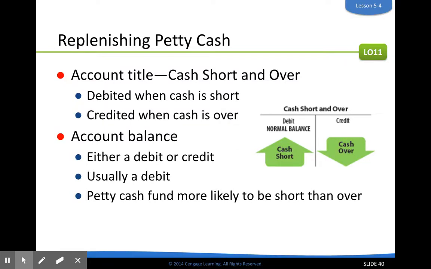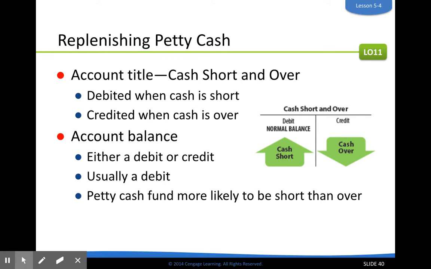So we have a new account, cash short and over. It's a new account. We debit it when cash is short, just like we would debit any expense. We are $1 short. That's $1 that was lost, $1 that was an expense to the company. We always debit our expenses, so that should make sense. If we are cash over, you could think of that like sales. We earned $1 one way or another, whether it was a rounding error or whatever. We credit cash short and over just as we would credit sales.